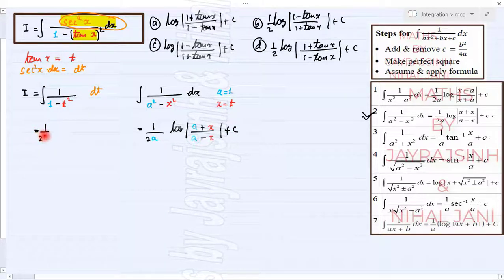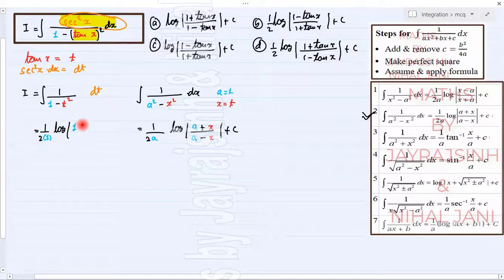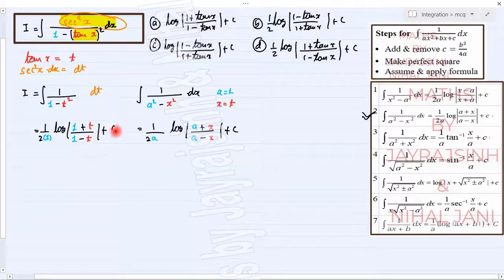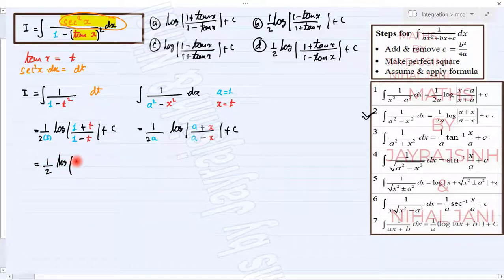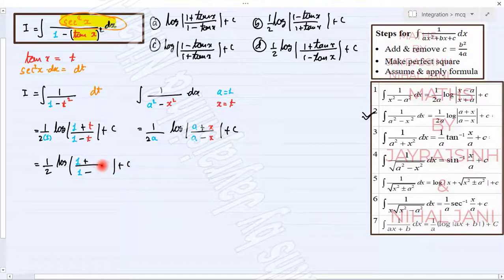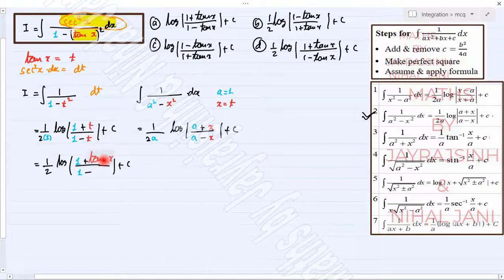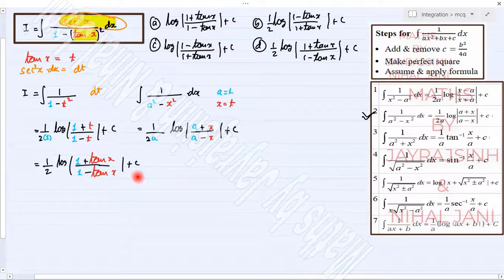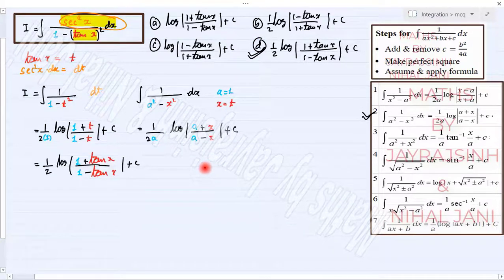So here we'll get 1 upon 2 times 1 log mod 1 plus t upon 1 minus t plus c. Now, to get the final answer, we just have to place the value of t, which we assumed as 10x. So your answer will be 1 by 2 log 1 plus 10x upon 1 minus 10x, which is given in option D. Ta-da!